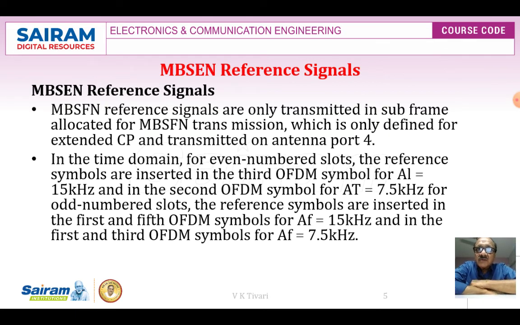MBSFN reference signals. MBSFN reference signals are only transmitted in subframes allocated to MBSFN transmission, which are only defined for the extended CP and transmitted over antenna port 4. In the time domain, for an even numbered slot, the reference symbols are inserted in the third OFDM symbol at Δf 15 kHz and the second OFDM symbol at 7.5 kHz. For an odd numbered slot, the reference symbols are inserted in the first and fifth OFDM symbols at Δf 15 kHz and in the first and third OFDM symbols at 7.5 kHz.